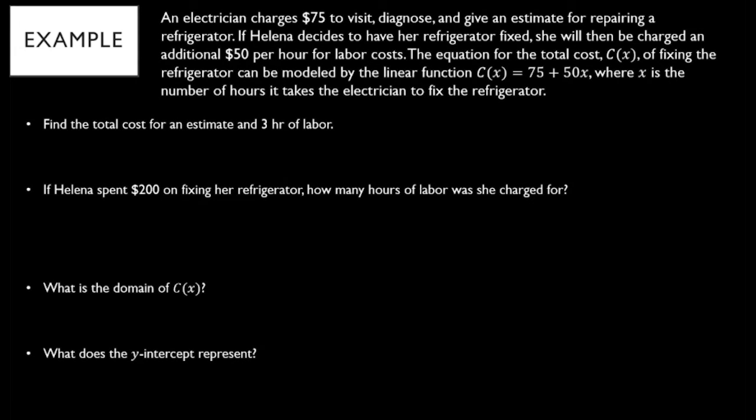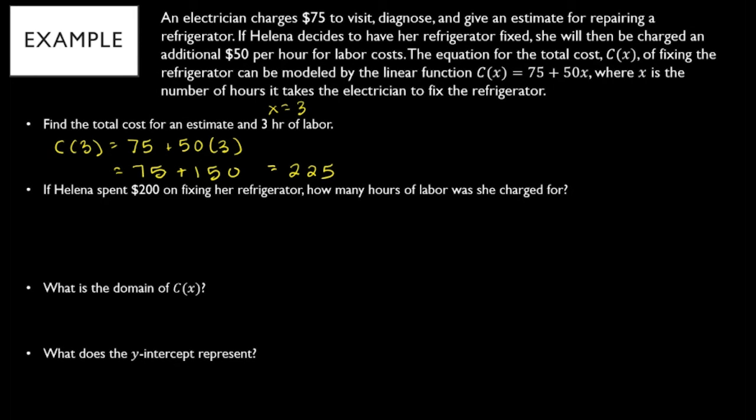So we want to find the total cost for an estimate and 3 hours of labor. So 3 hours of labor tells us that X is equal to 3. So we're going to find C of 3. It didn't tell us that, but knowing that we have 3 hours of labor and X is the number of hours it takes to fix, hence the labor, we know that our input is going to be 3. So that's 75 plus 50 times 3. So that's 75 plus 150, which I should be able to do in my head, 225.